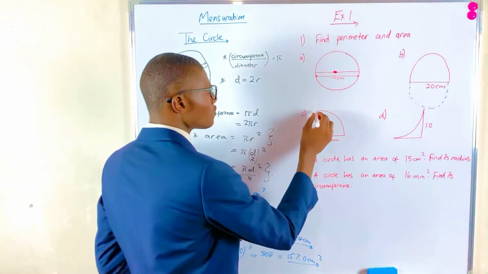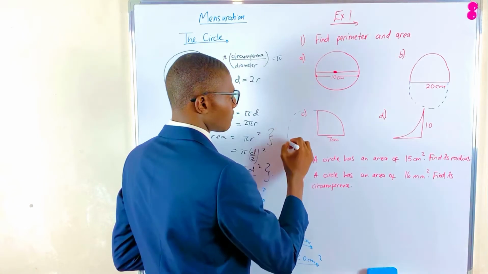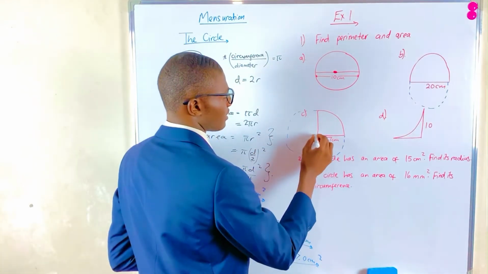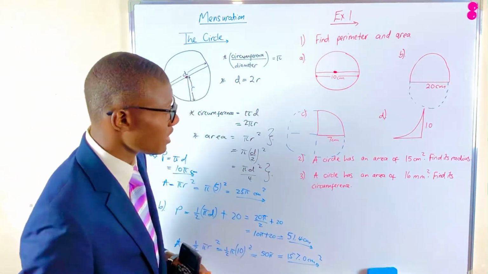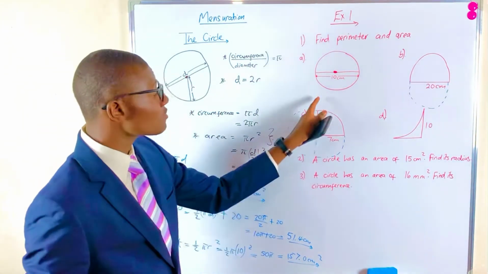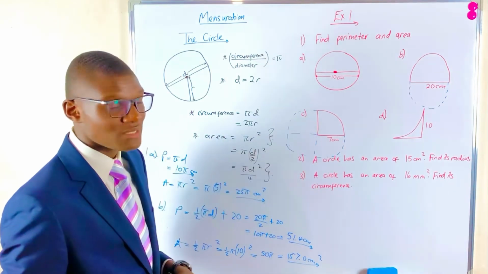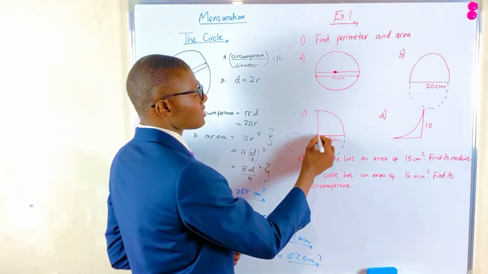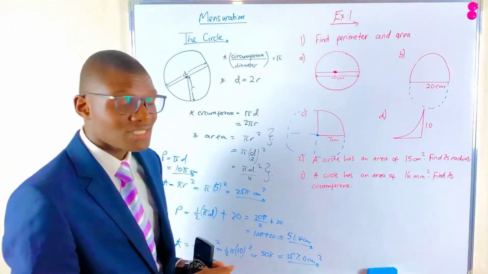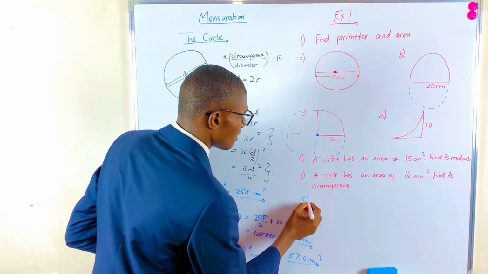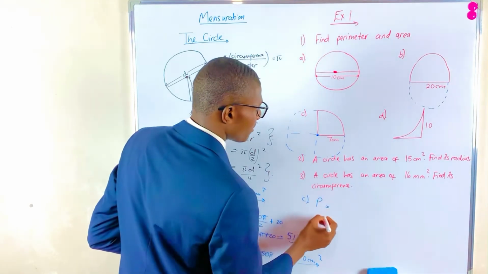Because remember, the full circle will be something like that, then like that, then like that, then like that. So we shall say the circumference for a quarter of a circle plus 7 centimeters plus 7 centimeters. And of course, this will be our center, which means that the 7 centimeters is the radius. So we shall say P for the perimeter.